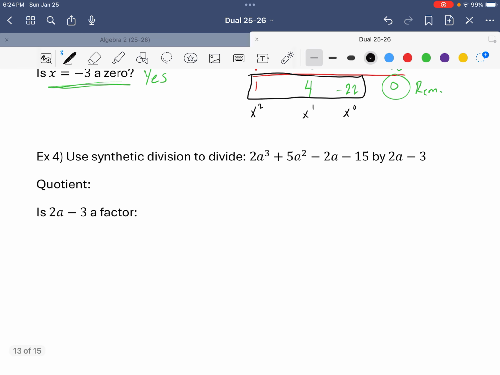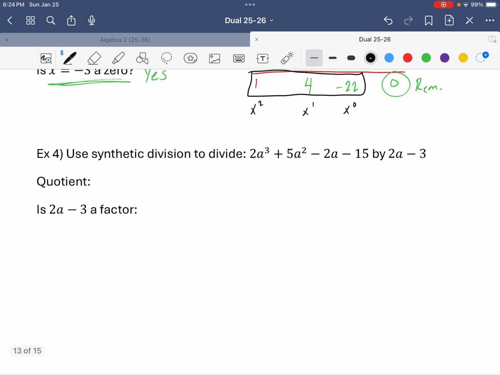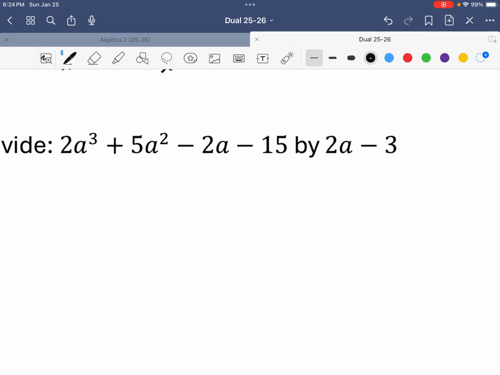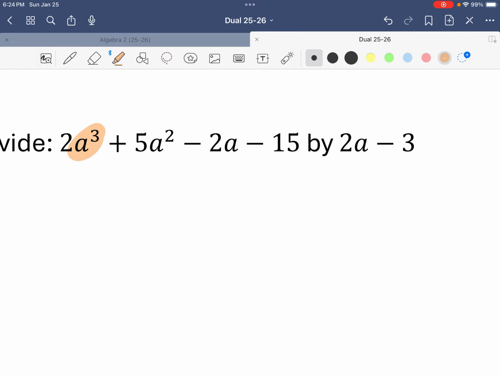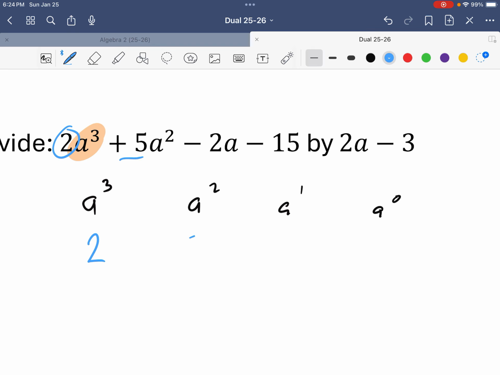Example 4. Use synthetic division. Divide 2a cubed plus 5a squared minus 2a minus 15 by 2a minus 3. Oh, I see a problem, but hold on. The highest power is a cubed, so I should have an a cubed, an a squared, an a to the 1, and an a to the 0. The number in front of a cubed is 2. The number in front of a squared is 5. The number in front of a to the 1 is -2. And the number with no a at all is -15.